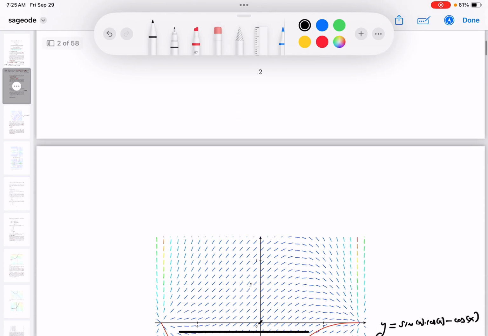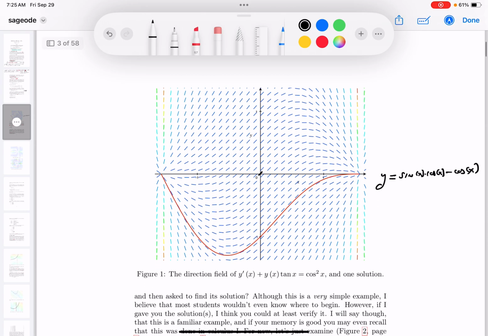To graph, and I'll tell you what I'm going to be graphing over here. I'm going to be graphing two things. I'm going to be graphing this little tiny slope field. In other words, I'm going to graph this thing over here, and I'm going to graph this over here on the same axis. And hopefully you see how easy it is to generate something like this.